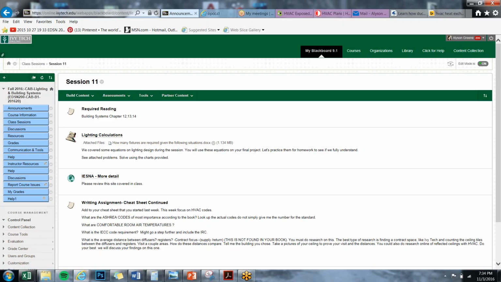And then I gave an IES more detail, and that will relate back to the lighting calculations document that's attached to your homework. So how many fixtures are required? I've included a few diagrams for you, and I've already gone through and rotated them. You'll understand why in a minute.